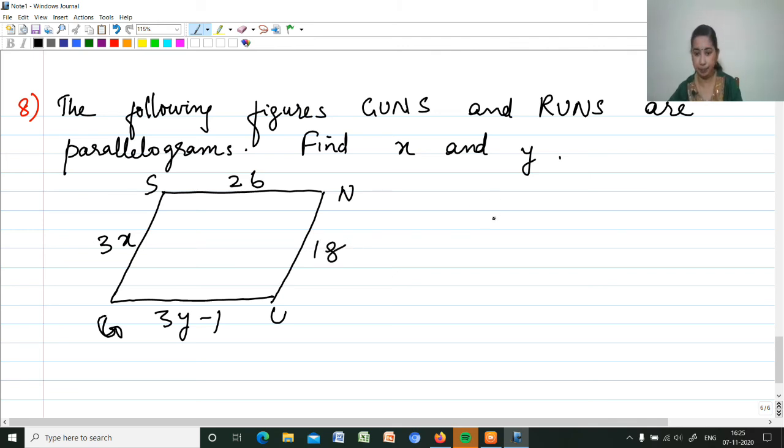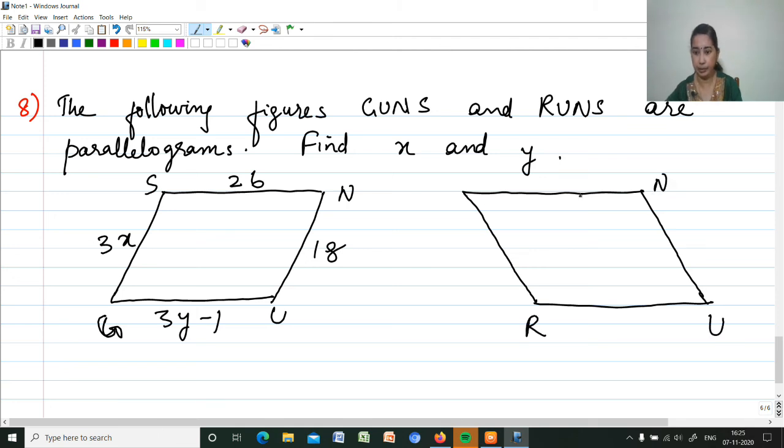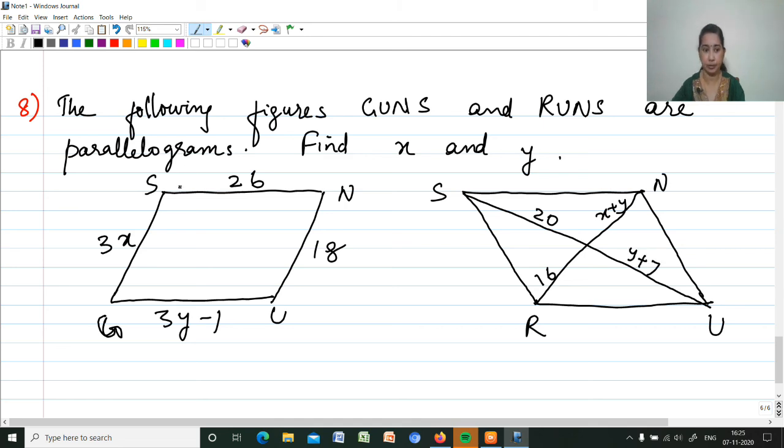And the second figure is also a parallelogram and the name given is RUNS. There is one diagonal and a second diagonal, and this length is 20, this side is x plus y, this is 16, and this side is y plus 7. This is the first question. This is the second one.